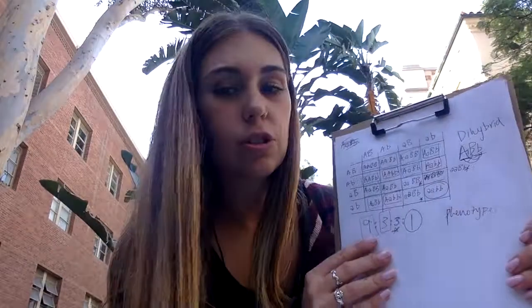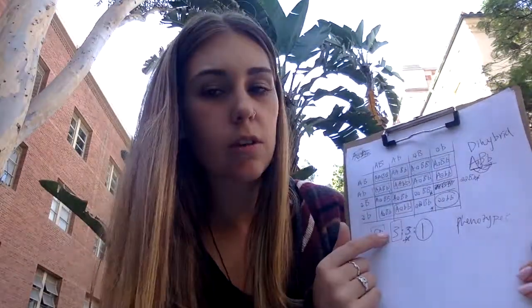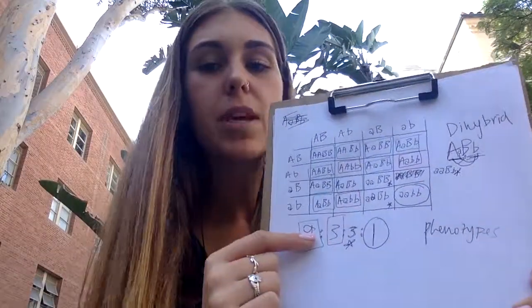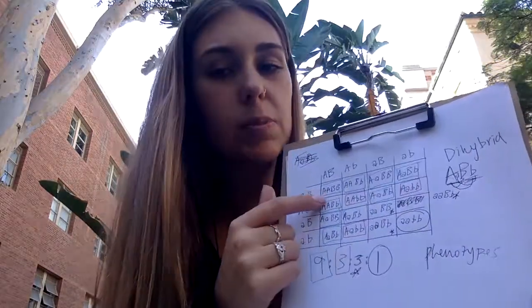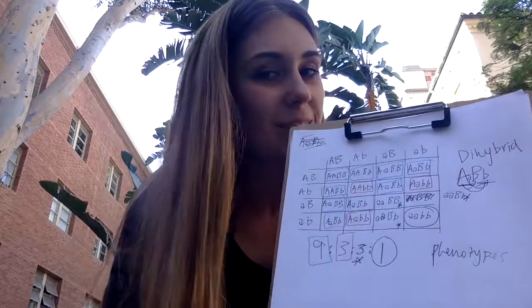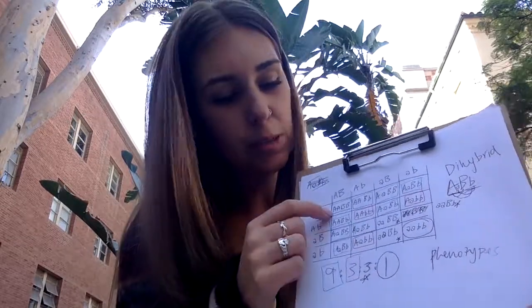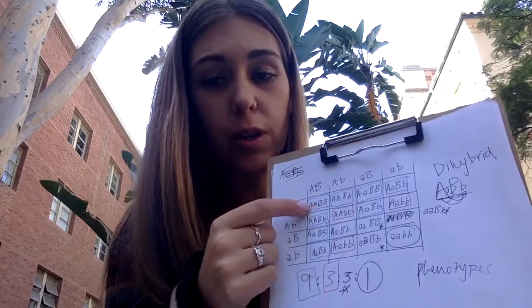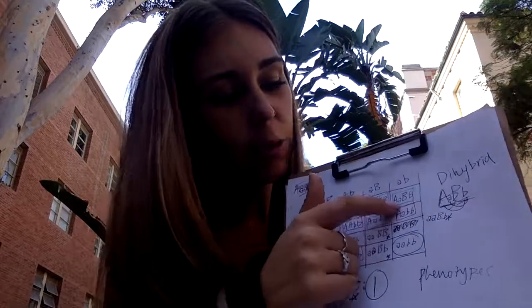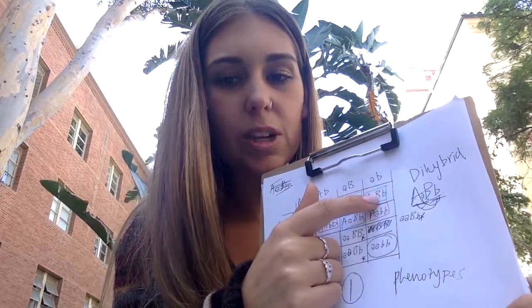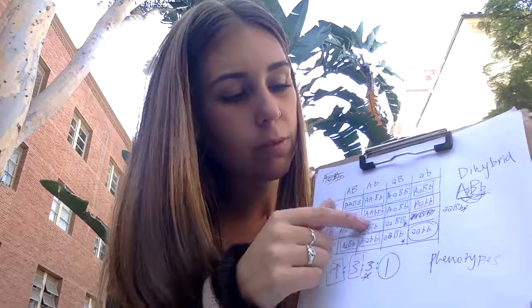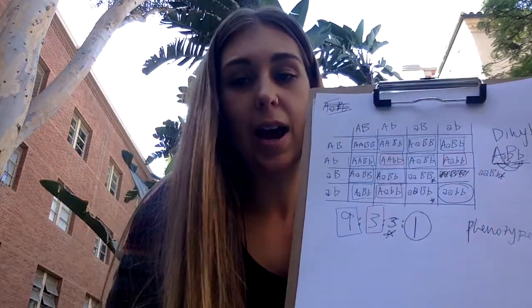So what I did is I boxed all of the ones that are blue here. What you'll see is that all of them that are boxed in blue are going to be showing the dominant trait, which makes sense because it's dominant. So this one, even though it's big A, big A, big B, big B, will show the dominant trait for both A and B. Here we have big A, big B, little b, but we're still showing the dominant trait. So all of the ones that are boxed in blue are 9.